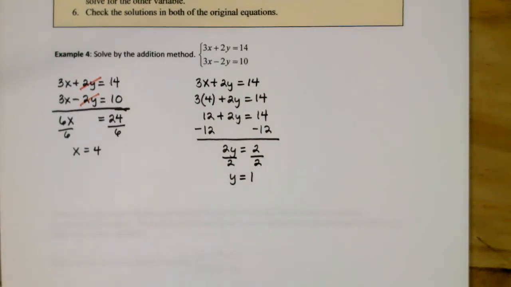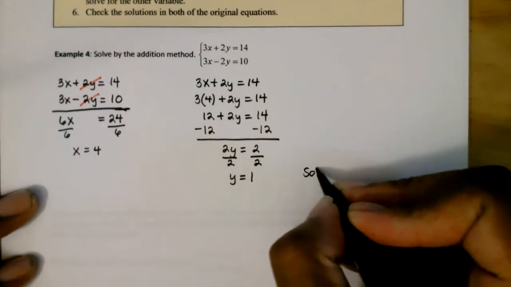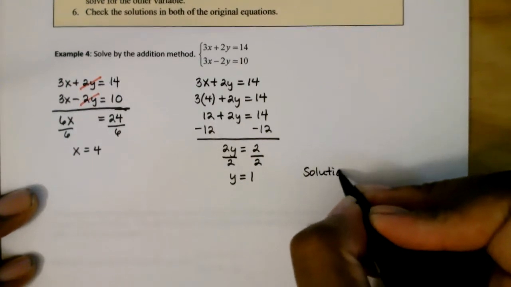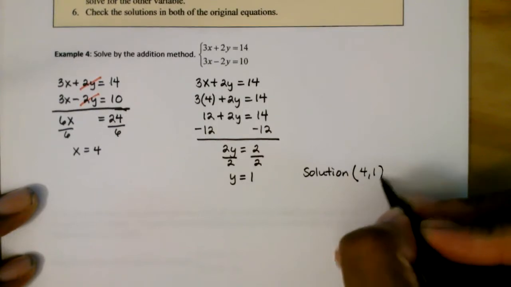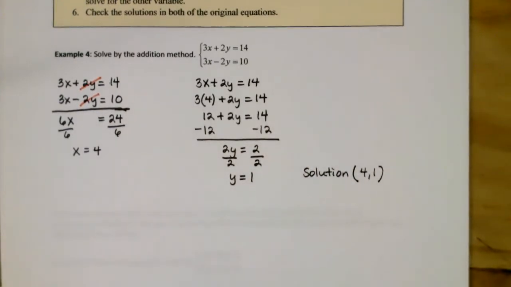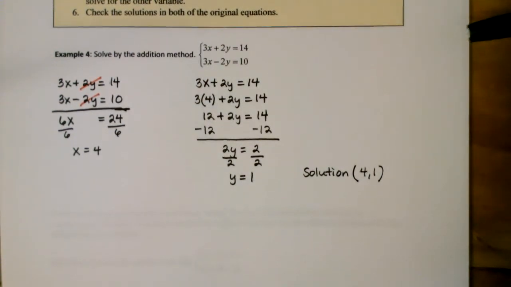Okay? And now y is equal to 1 and x is equal to 4. So that means I have my solution to this system of equations. And it is the ordered pair (4, 1). Again, x comes in, goes first, the y follows after it.